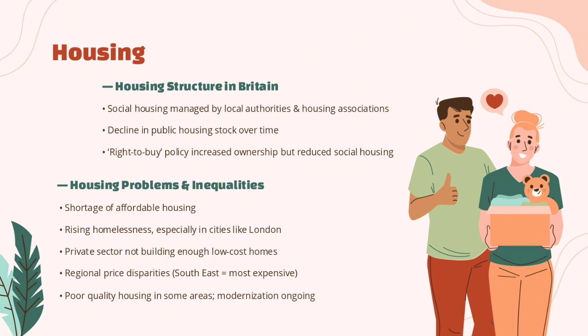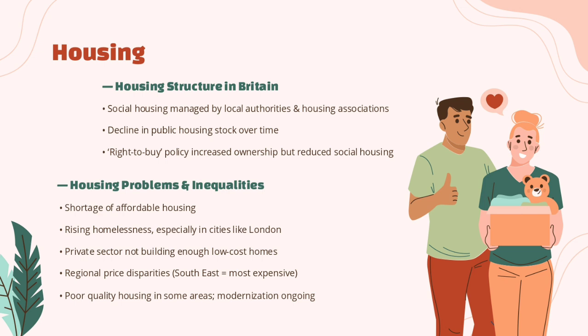Housing problems and inequality. There is a shortage of affordable housing and rising homelessness, especially in a city like London. The private sector is not building enough low-cost homes. Regional price disparities exist, like the Southeast being more expensive. Poor quality housing in some areas, with modernization ongoing.